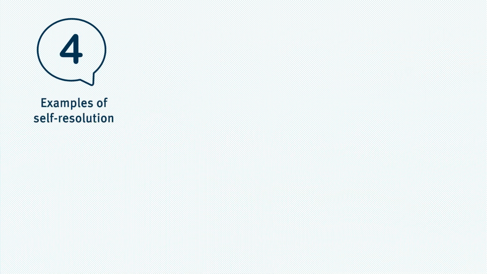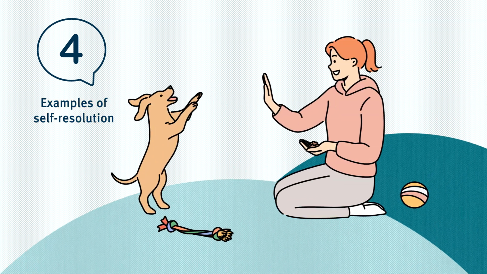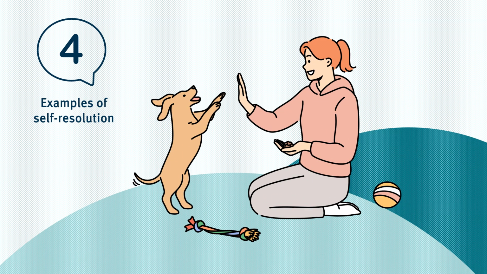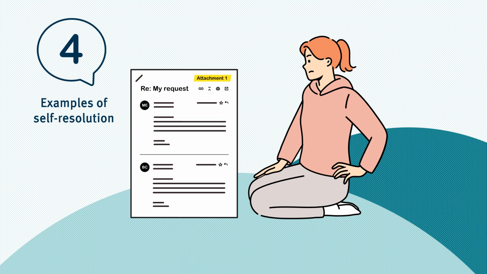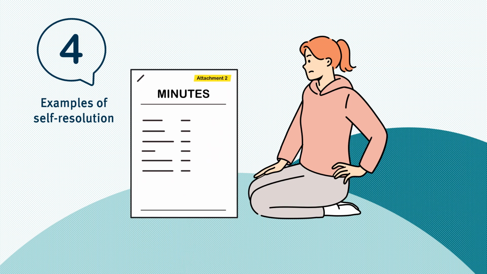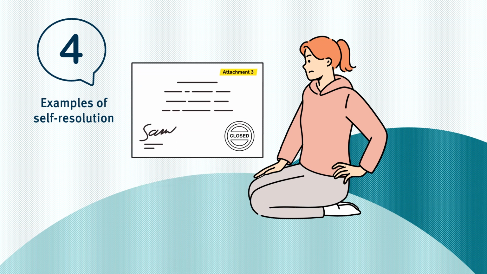Now, let's look at some examples of self-resolution. Nancy's body corporate decides against her having a dog in her unit. So, Nancy provides us with a copy of her request to have the dog, the minutes from the meeting that denied her request, and any correspondence relating to the request. Nancy also provides a copy of a conciliation certificate to show that she participated in conciliation before lodging her application for adjudication.